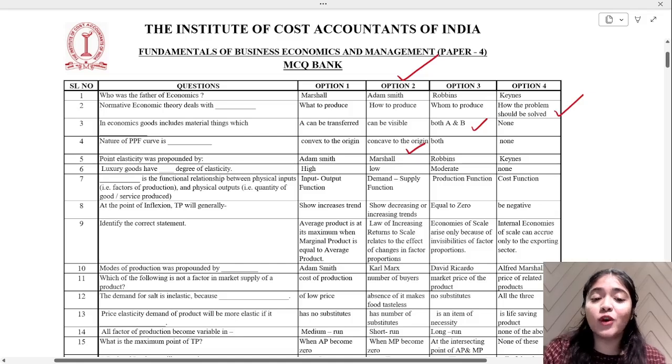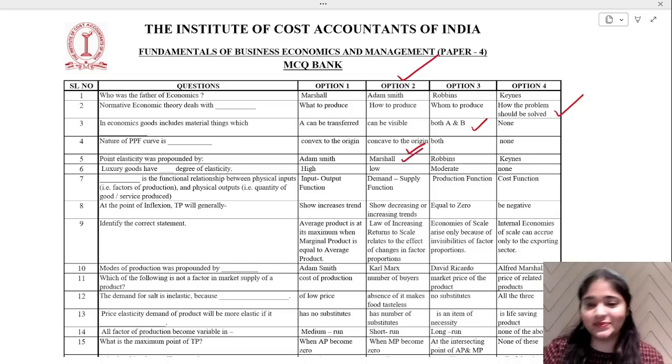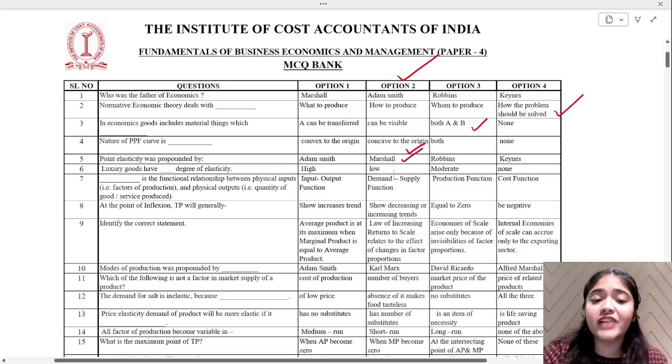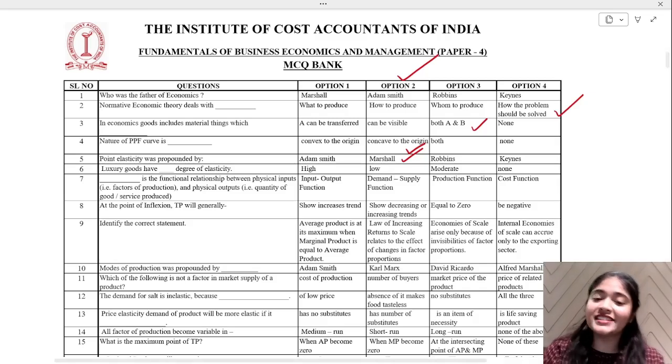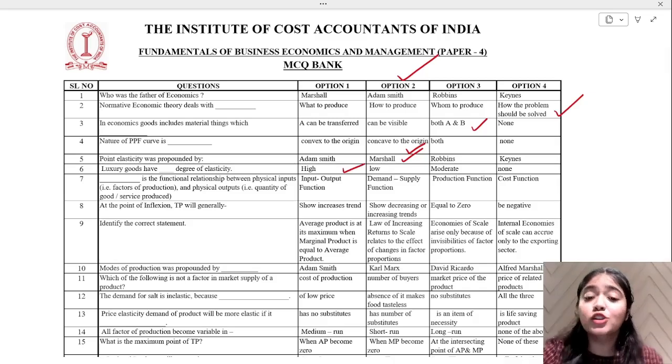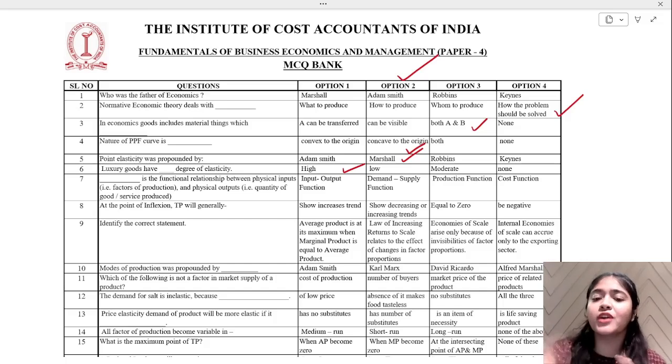Point elasticity was propounded by Marshall. Very good. Luxury goods have dash degree of elasticity: high, low, moderate, or none. Yes, that's right. High is the correct one. So along with me discussing these things, you have to guess also. And this is going to be a little fast so that we can cover all things very nicely in a short span of time, and you can revise this before your examination.